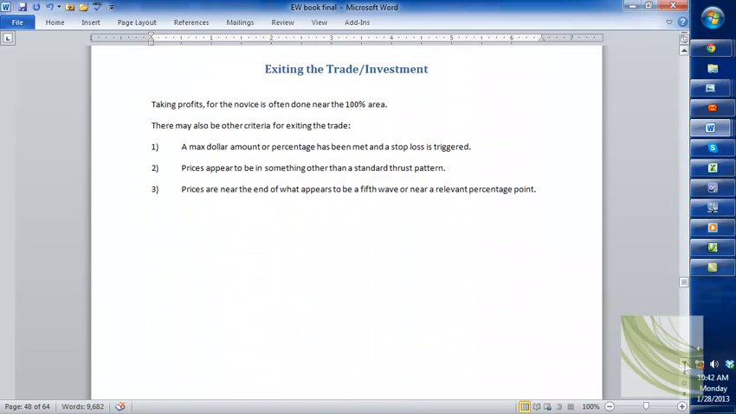Okay. Now let's talk about exiting the trade. A max dollar amount or percentage has been met, and or a stop loss is triggered. In other words, one of two things: your stop loss is triggered, or let's say the 100%, or maybe you do. Now, one guy likes to do 90%, so you take 90% of that move, or 100%, and that's your exit. That's your take profit point.